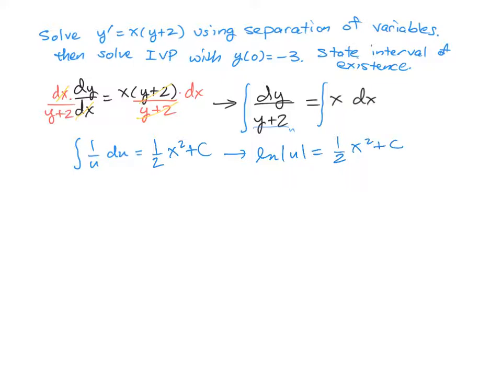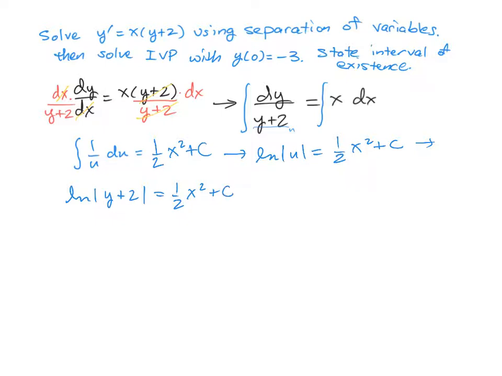You may be asking yourself, why don't we have a constant on both sides of this? The idea is that you could always bring the one constant to the other side and consolidate it and still have one constant. Now if we substitute, u is the same thing as y plus 2. So this is the natural log of the absolute value of y plus 2 is equal to 1/2 x squared plus c.